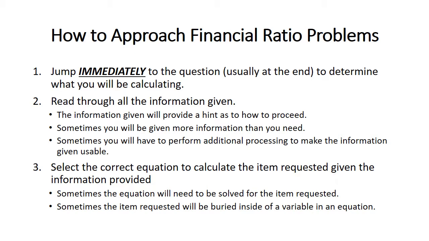And then finally, we're going to select the correct equation to calculate the item requested given the information provided. And sometimes we're going to have to solve the equation for the item that's requested. It won't always be nice and neat where the requested item is over on the left-hand side by itself. And sometimes the item requested won't even be a variable in the equation. It will be buried inside one of those variables. In other words, we will have to do something with the answer once we find it. We'll have to do further conversion to it.